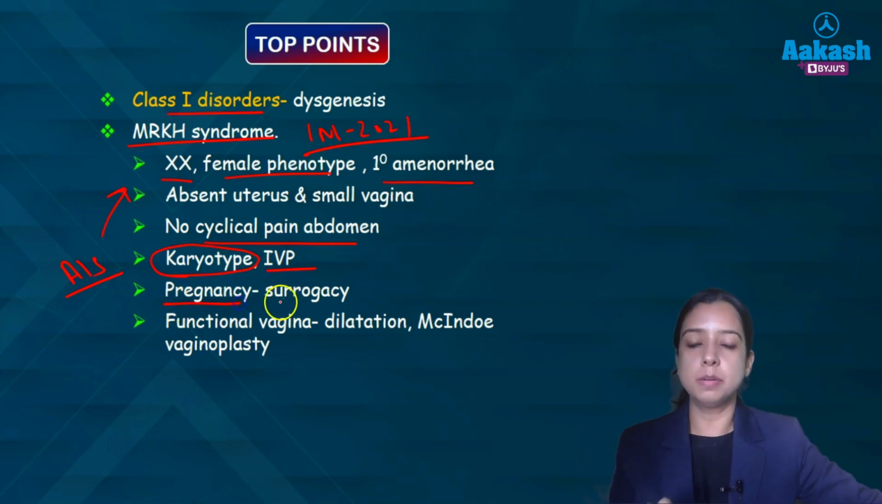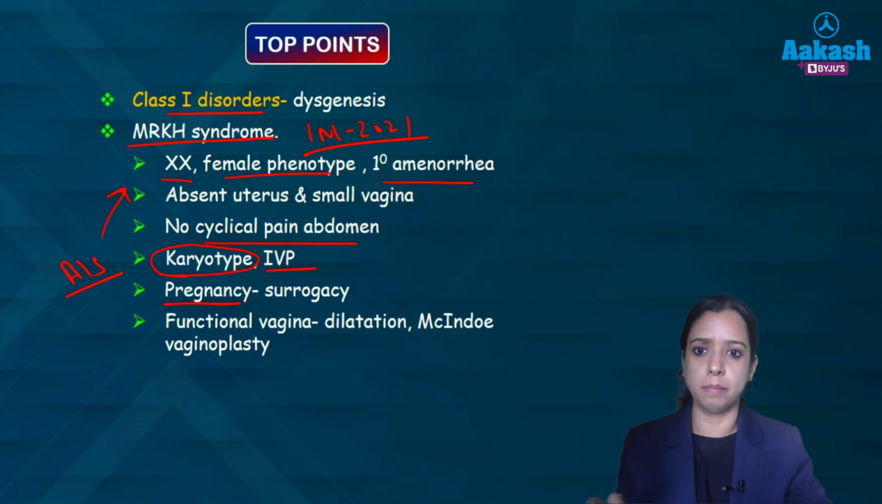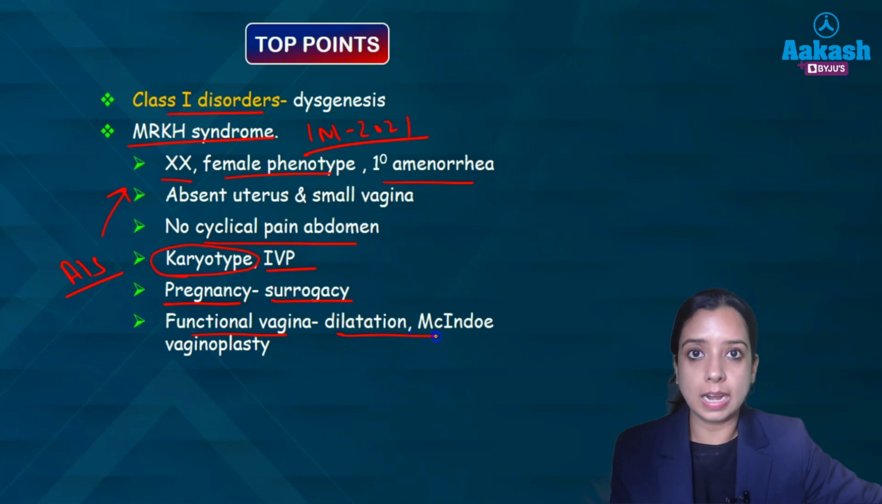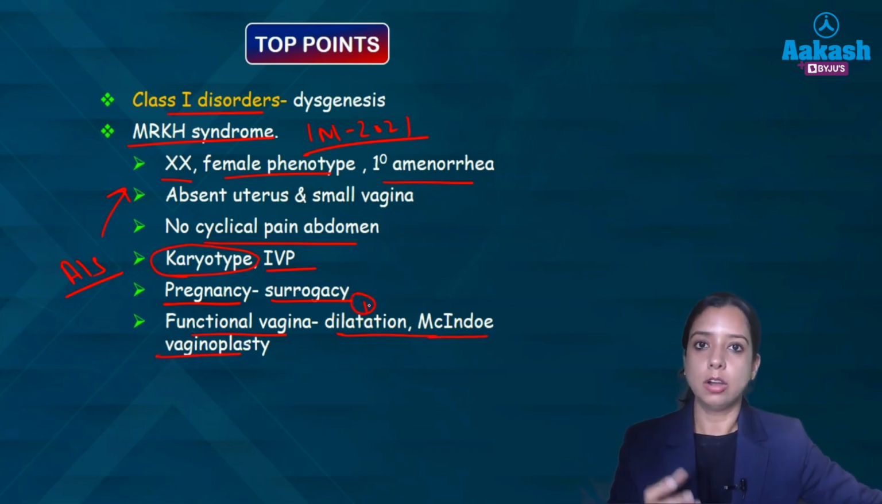Then how will the patient become pregnant? If you want to treat MRKH, she has healthy ovaries and healthy ovum. She can very well have a baby by surrogacy. The main problem of MRKH is they cannot have a comfortable coitus because of the small dimpled vagina. So vaginal dilatation using serial dilators and McIndoe vaginoplasty is your first option. That is your treatment for an MRKH patient.